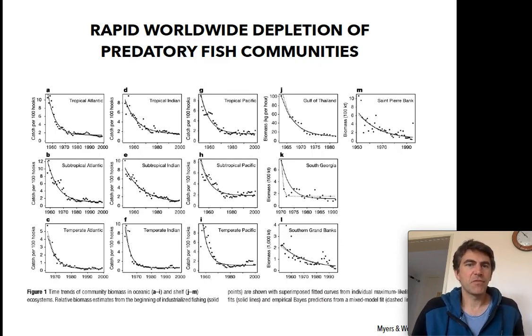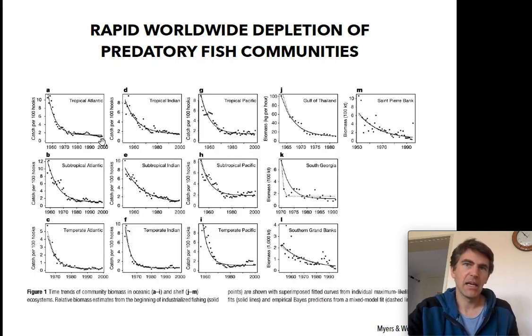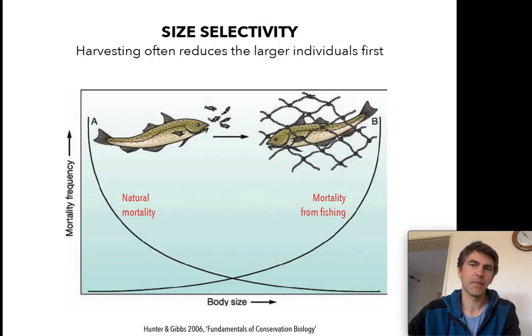And large fish communities in particular, so species of large fish, have been particularly affected. So this is the catch here of different kinds of predatory fish communities in different fisheries around the world, and we see basically a massive collapse over the last 50 or so years in many fisheries around the world. So most of the world's fisheries are now fully exploited or overexploited.